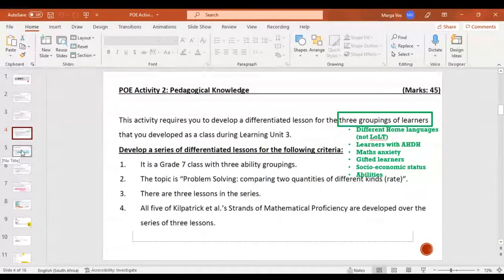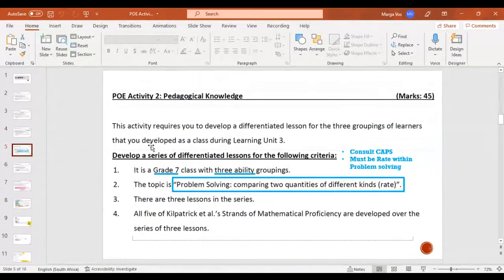Right, so remember that we said we are going to focus on the 3 ability groupings, which will be the high skills, the moderate skills and the low level. So we are going to focus on that. A grade 7 class, remember, grade 7 that we focus on in this semester, with the 3 ability groupings. To help you with that, you can go to the guidelines to responding to learner diversity, which is also filed on VC Learn.